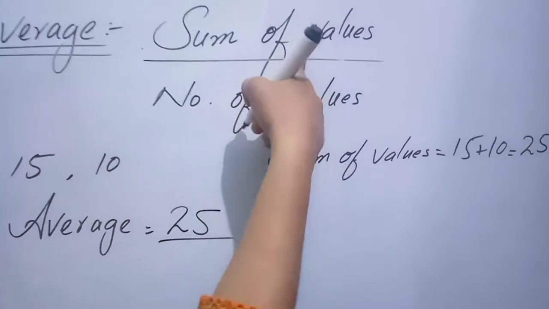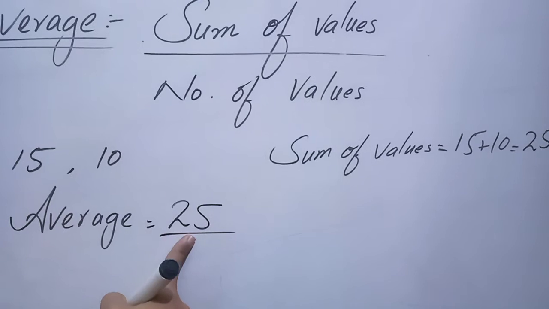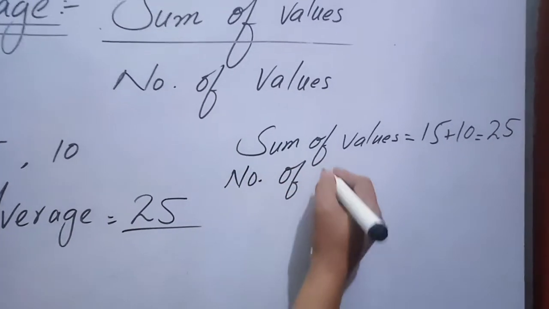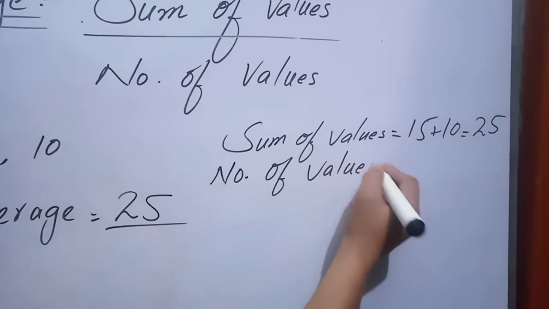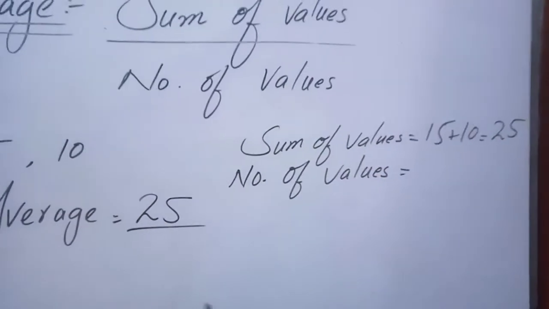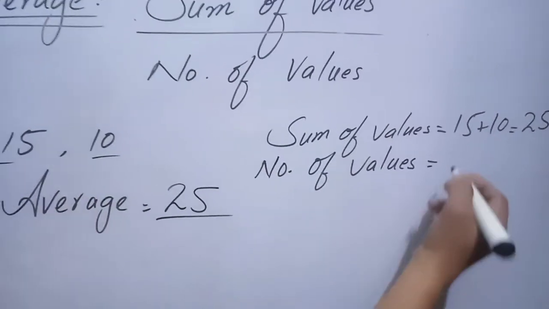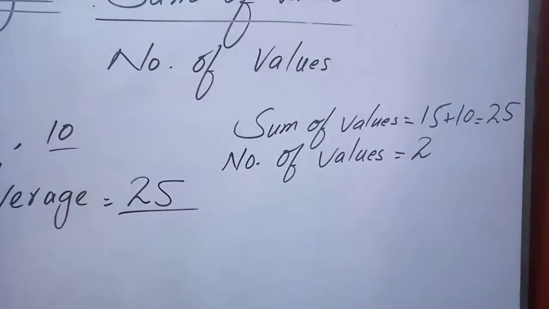There is the division sign here. I will draw the division sign. The next thing given is the number of values. How do I find the number of values? Number of values means how many values are given here, how many numbers are given, and that is 1 and 2. Means the number of values given to you is 2.